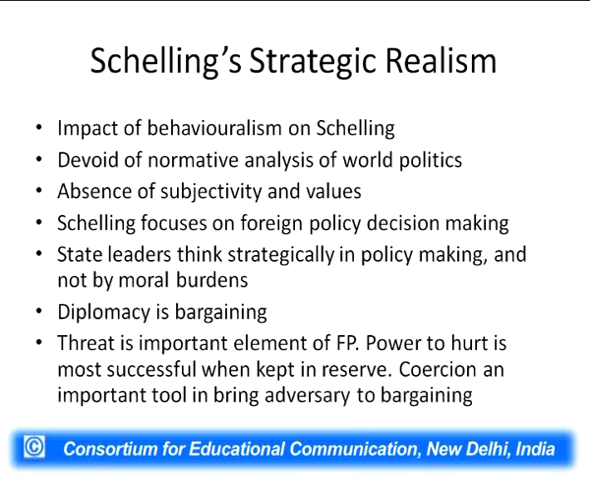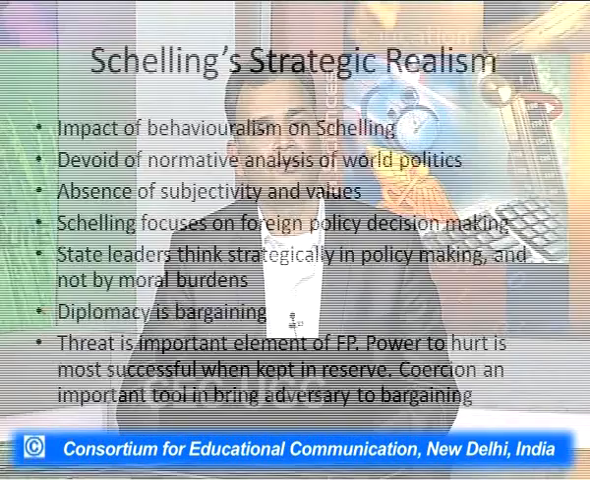Schelling's arguments were devoid of any normative analysis of world politics, and according to him, there was an absence of subjectivity and values. If you have subjectivity and values in the international system, the real objectivity that you have in the sciences cannot be achieved, according to Schelling. So that's how he is following the behavioralist model, trying to follow the behavioralist method in international relations, basically to achieve so-called objectivity.